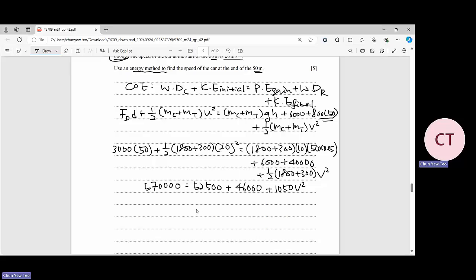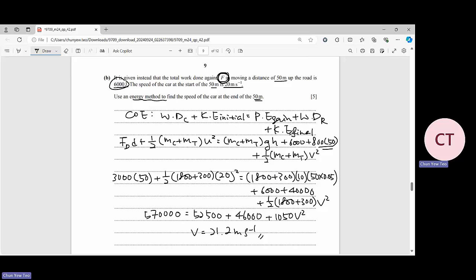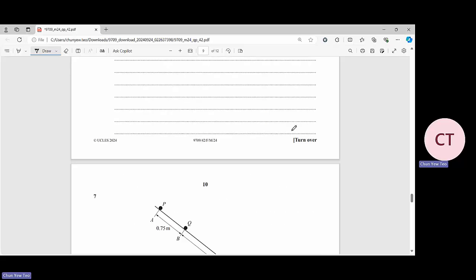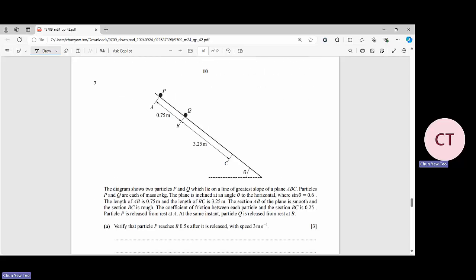So now just simplify everything, solve it. You get the v square. We straight away write the v, square root it. Then you get the answer of 21.2 meter per second. That will be the answer for question number 6B. Done. Okay, so now moving on, we have question number 7.